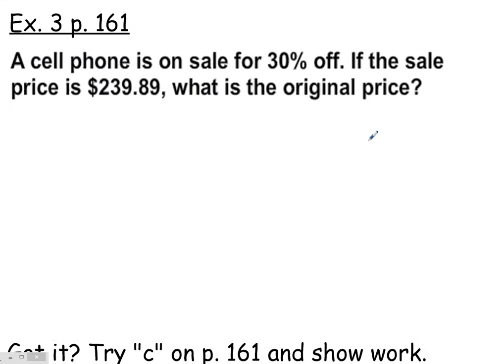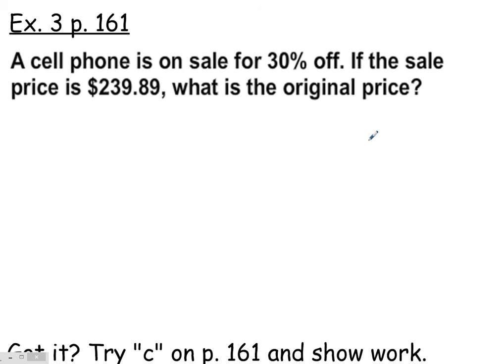All right, example 3 on page 161 says, a cell phone is on sale for 30% off. If the sale price is $239.89, what is the original price? So to figure this out, we know the sale price is 100%, but we know we had to subtract 30%, or 70% of the original price.